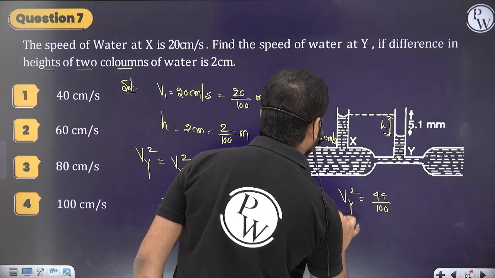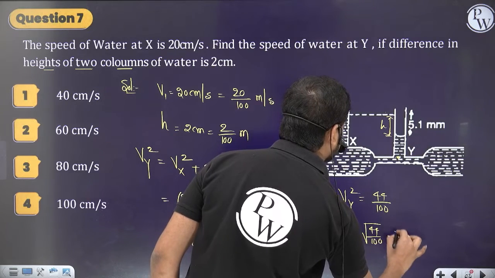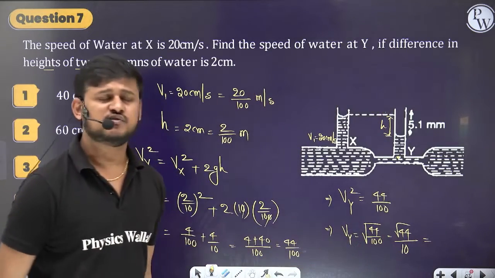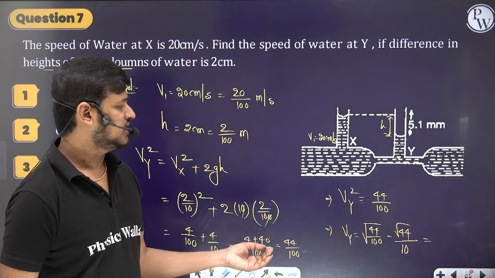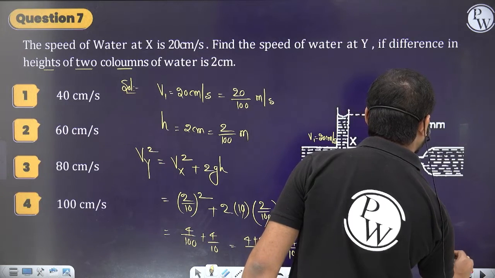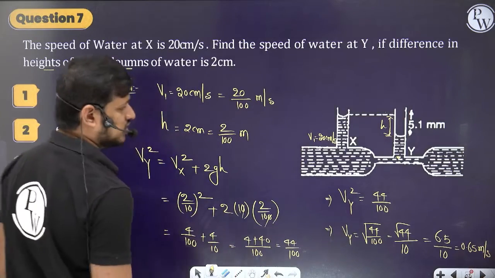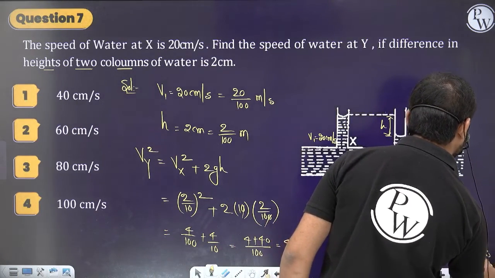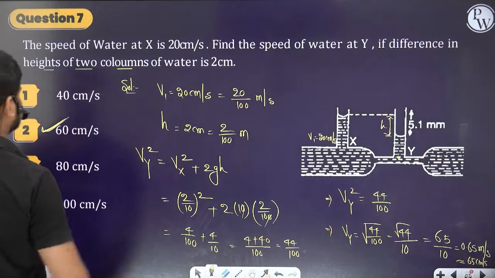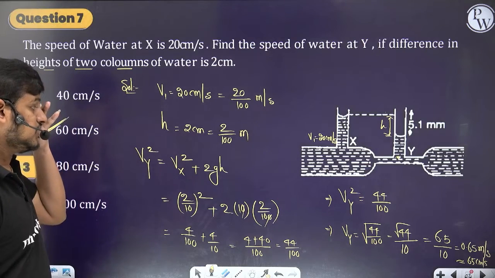So Vy is equal to root 44 by 100, which is root 44 by 10, since root 100 is 10. Root 44 approximately I can take as 6.5. So this is 6.5 by 10, which is 0.65 meter per second, or 65 centimeter per second. So I can choose the closest option, 60 centimeter per second. Option 2 is the correct one. Done, guys? Everyone clear with this?